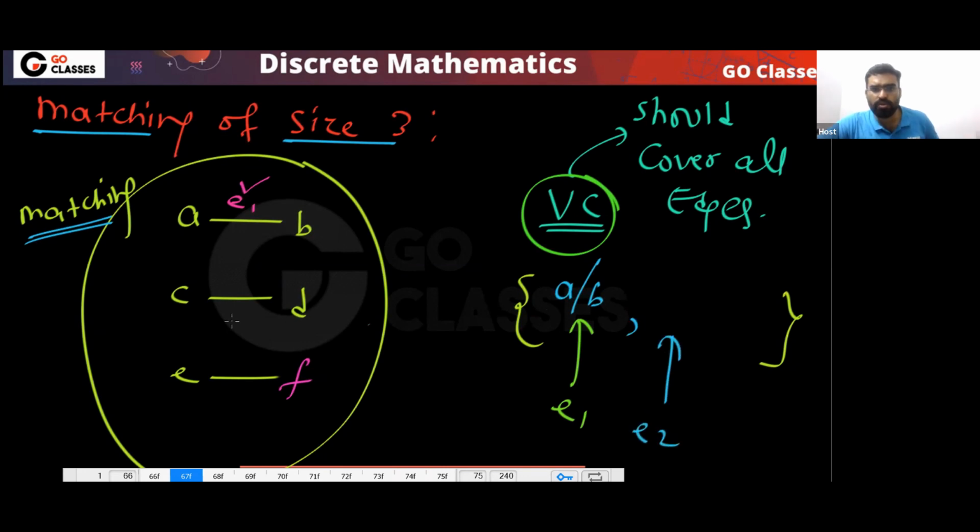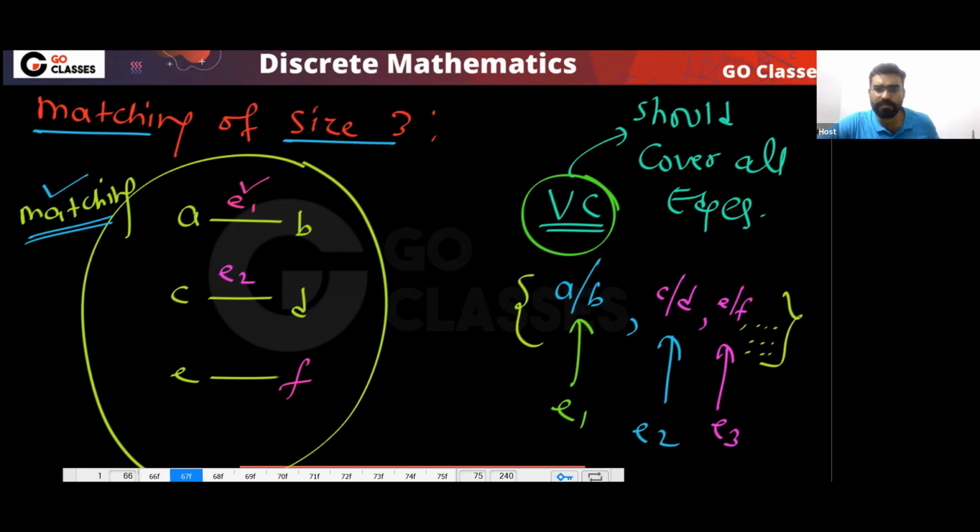To cover E2, remember, these six vertices A, B, C, D, E, F are different, because it is a matching. So to cover E2, I have to take C or D, at least one of them. And to cover E3, at least one of them I have to take, E or F. There can be extra vertices, but the vertex cover size must be at least 3.